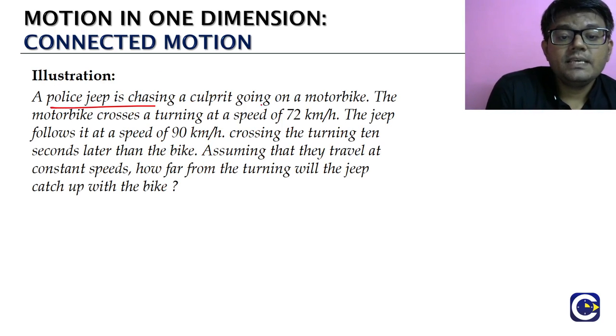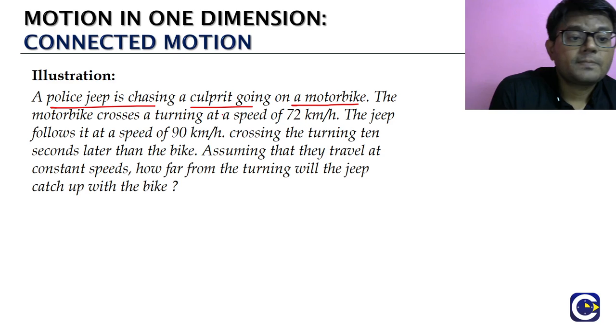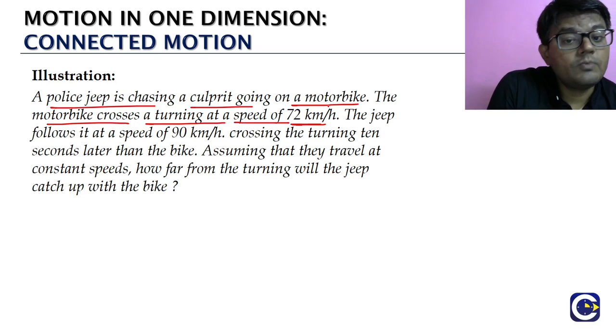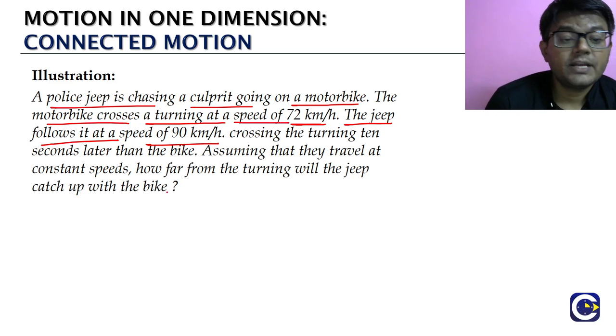A police jeep is chasing a culprit going on a motorbike. The motorbike crosses a turning at a speed of, what is the speed of the motorbike? 72 km per hour. The jeep follows it at a speed of 90 km per hour. What is the speed of the jeep? The police jeep is having a higher speed. What is it? 90 km per hour.